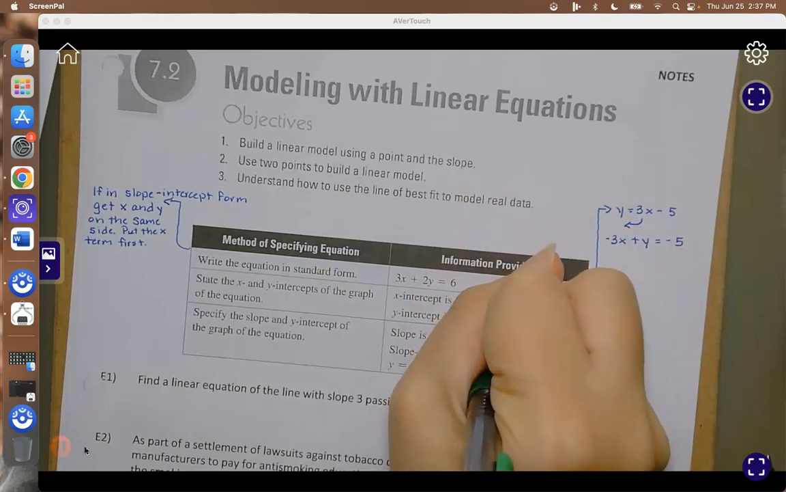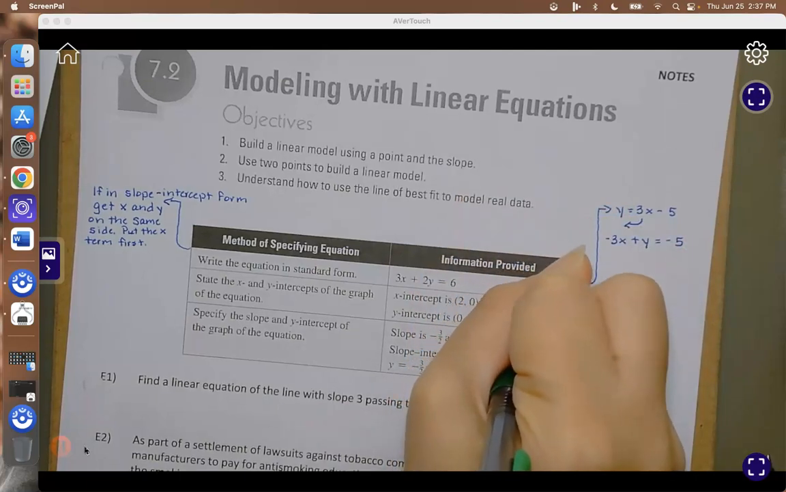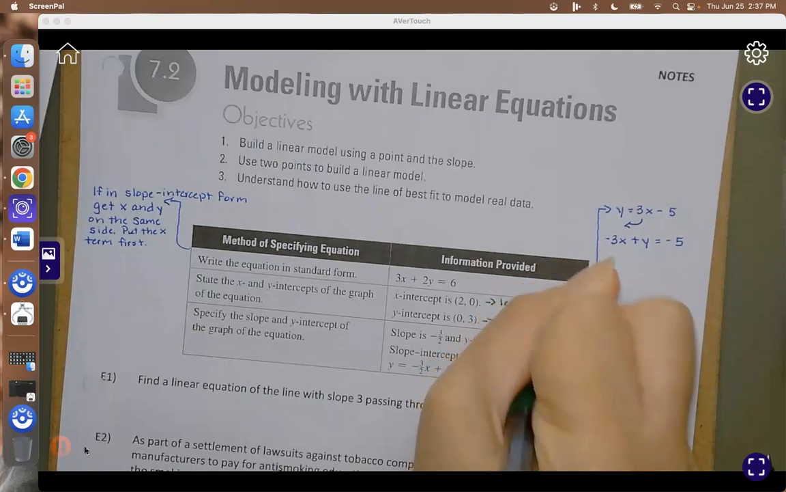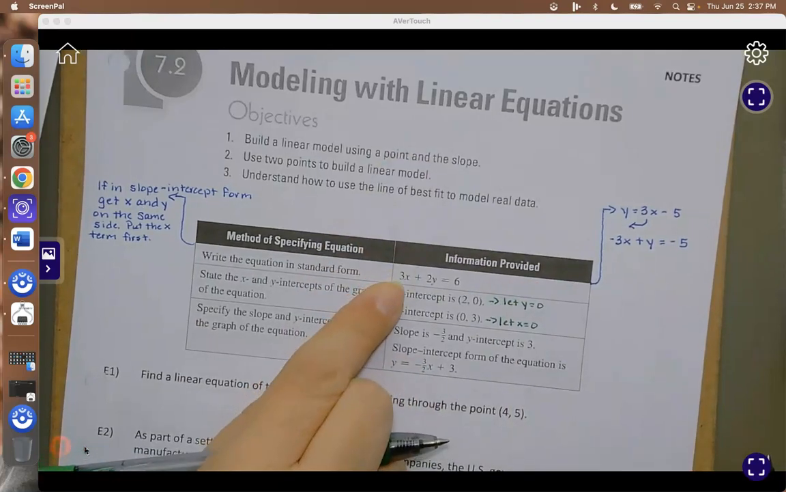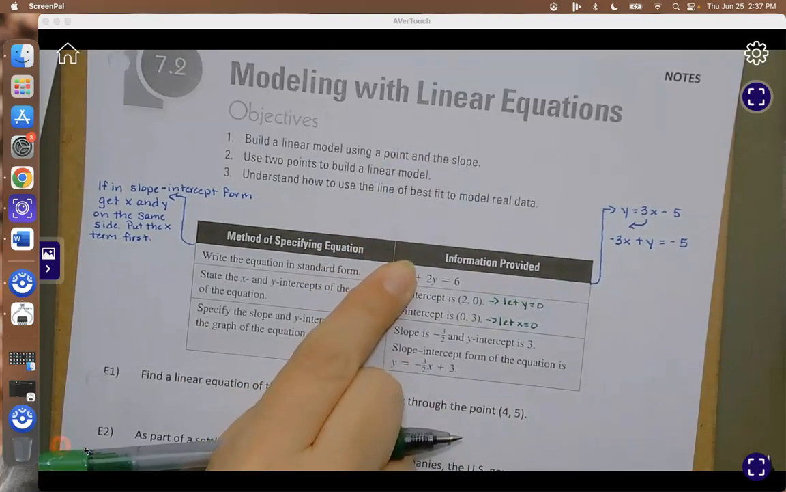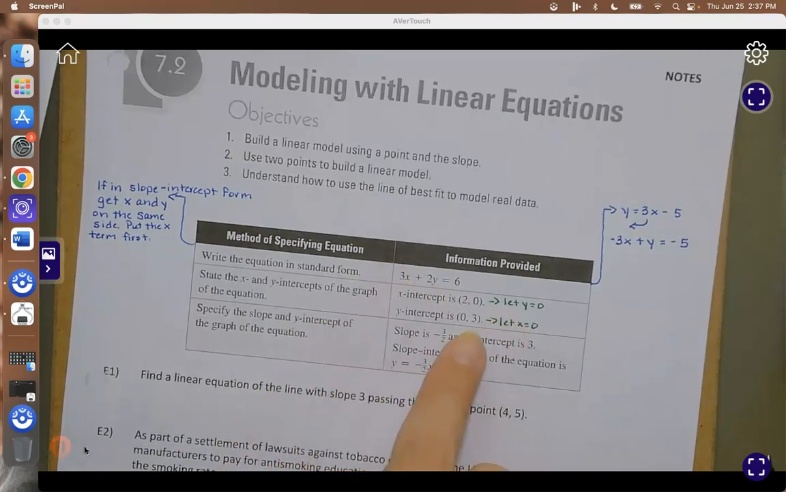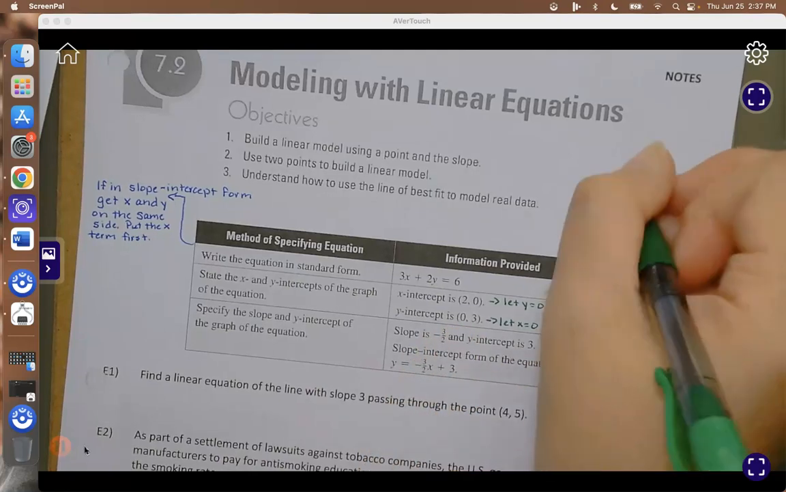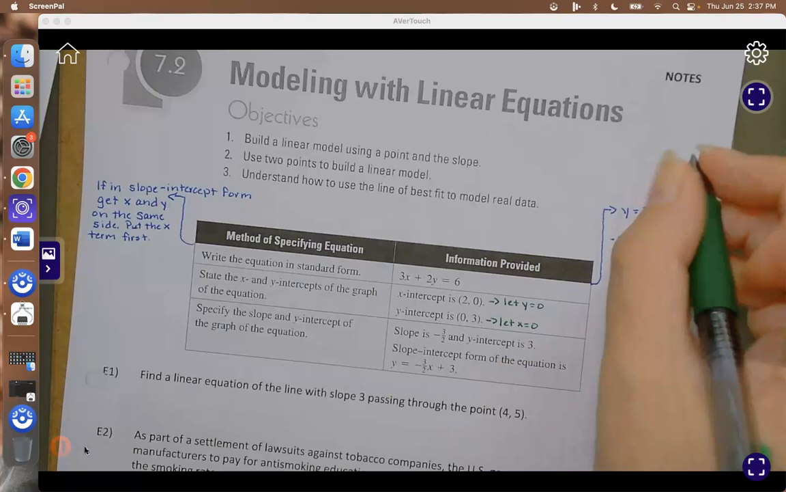Then here, to find our y-intercept, we let our x be 0. So when we plug in 0 here, this makes this go away. You divide 2 into 6, and you get 3. So y is 3. So there you go. Alright, but I'm going to do it with this problem right here.